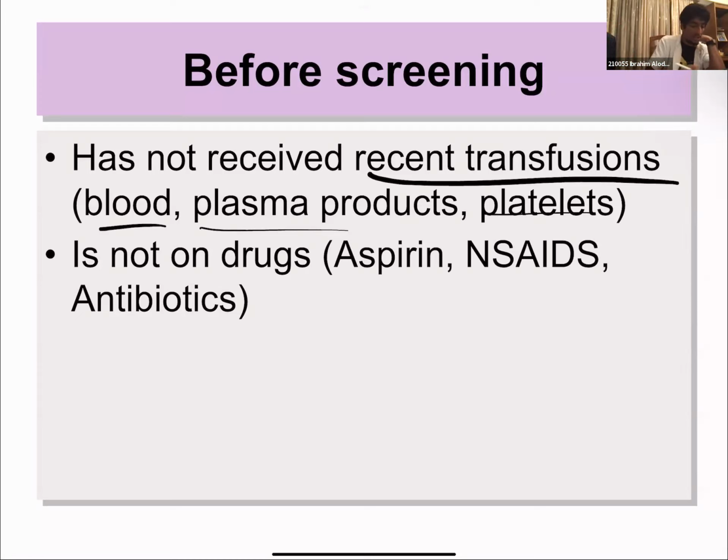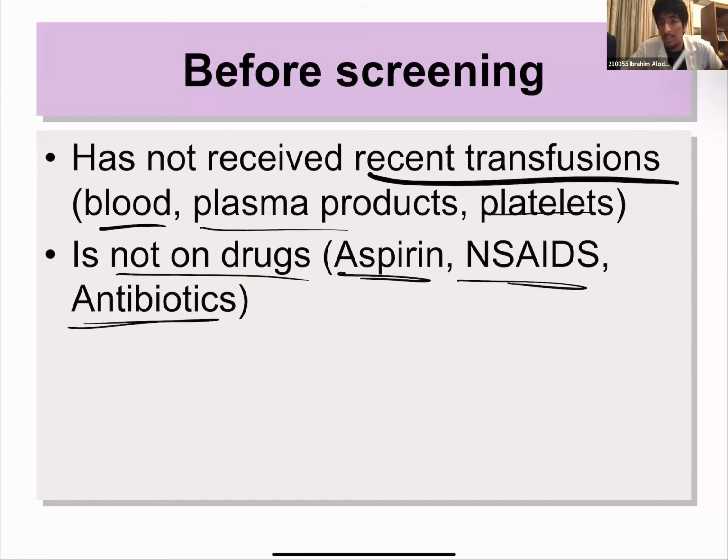And you have to make sure the patient is not on certain drugs. For example, aspirin, NSAIDs, and antibiotics. And I want to take a second here to talk about aspirin. Aspirin is another drug that's pretty high yield for you guys right now. You all know aspirin, the painkiller, right? So aspirin actually also acts as a blood thinner. And the reason it does that is it inhibits thromboxane A2.